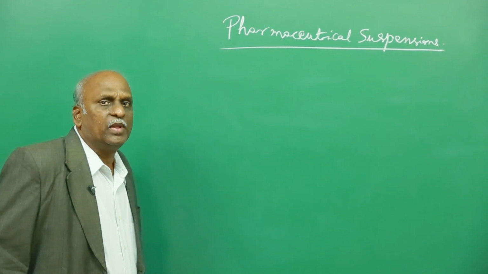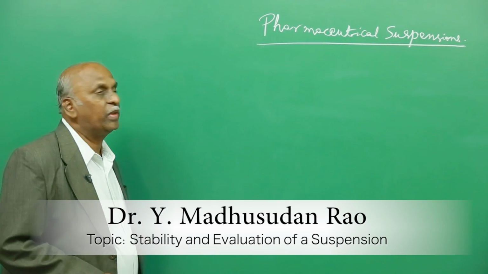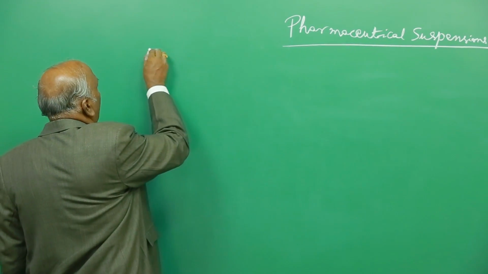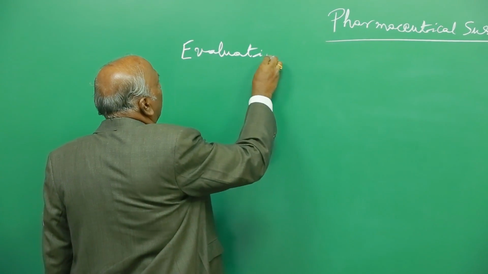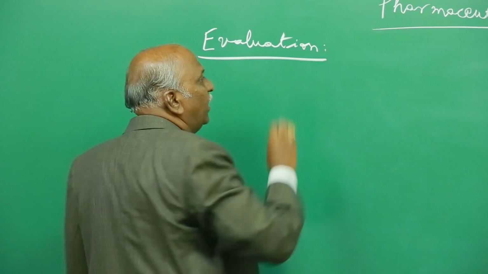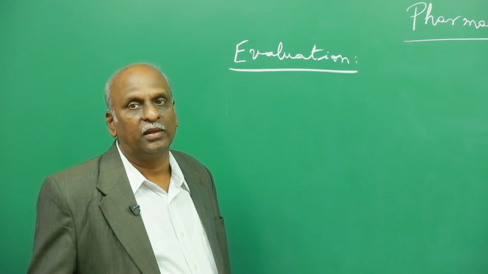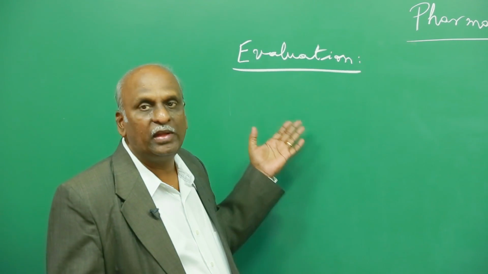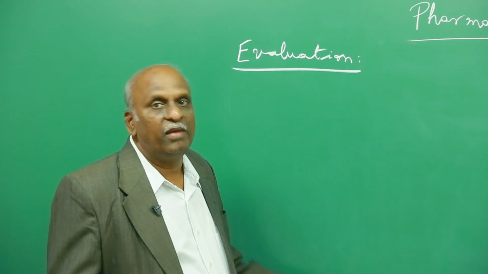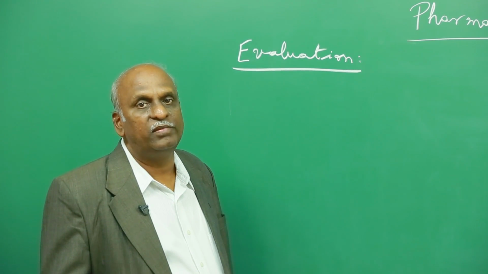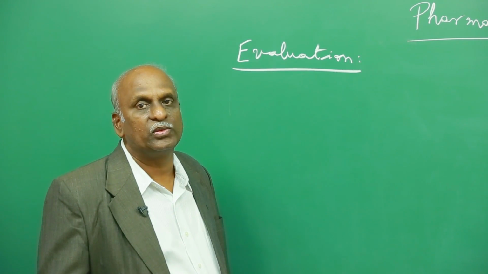After going through the preparation of the pharmaceutical suspensions, the next step is going to be evaluation. How do we evaluate, or how do we say that the quality of the pharmaceutical suspension which we have prepared is up to the mark or not? The other way in which we call the evaluation is quality control. So we have various evaluation parameters by means of which we come to the conclusion that the particular suspension that is going to be prepared is suitable.